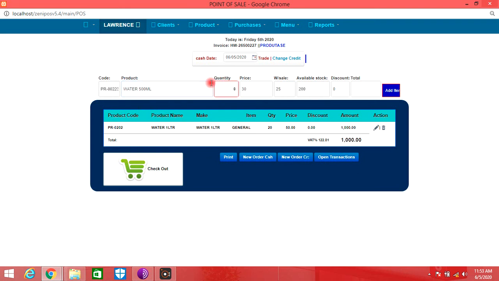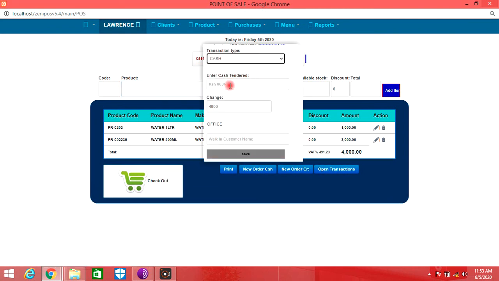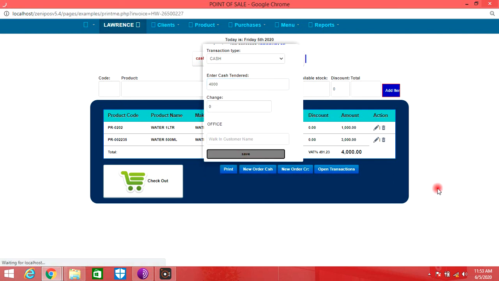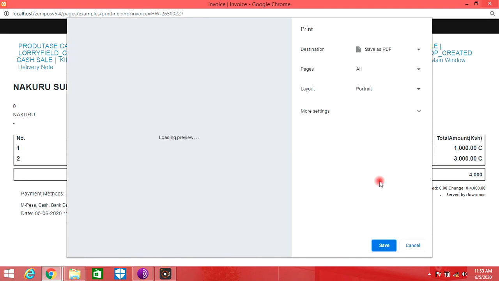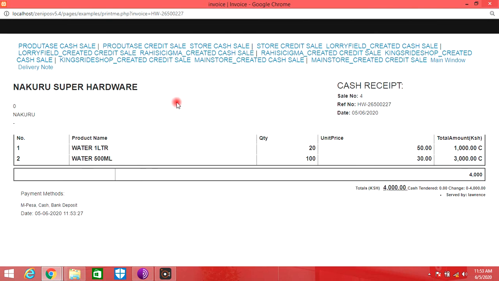500 liters and sell 100 pieces. And sale, I can check out, pay mode, cash was paid 4,000, no balance, no change. Then you save. This will give you a receipt. Sorry about this, I'm just using a license that is on Nakuru Super Hardware.